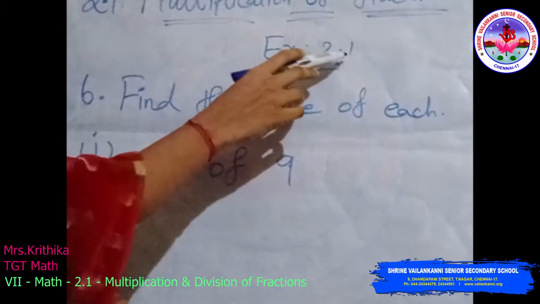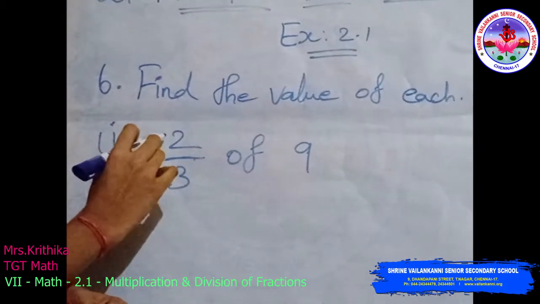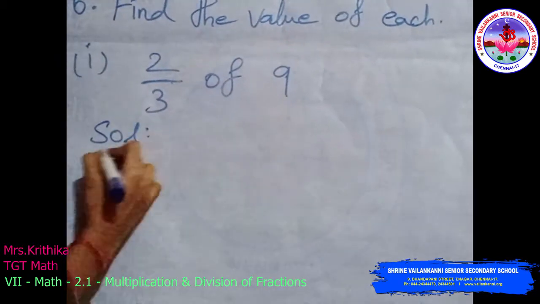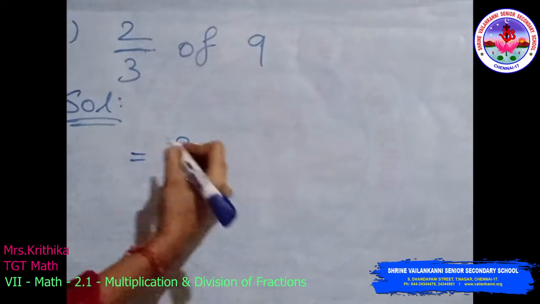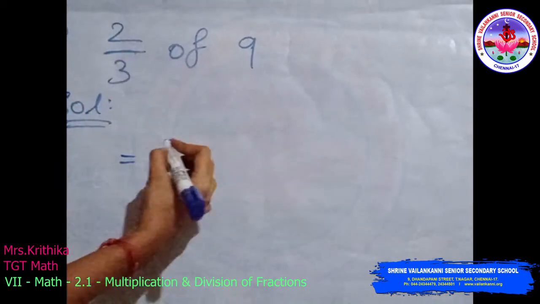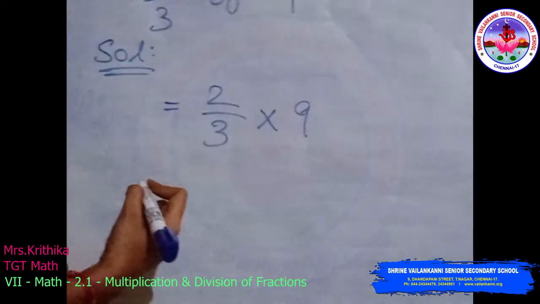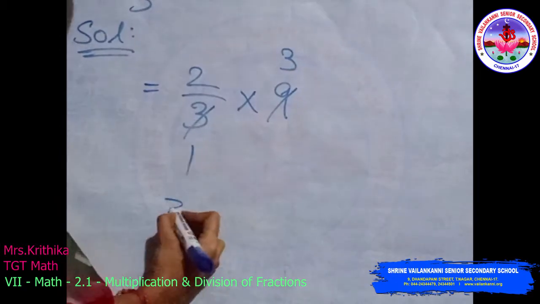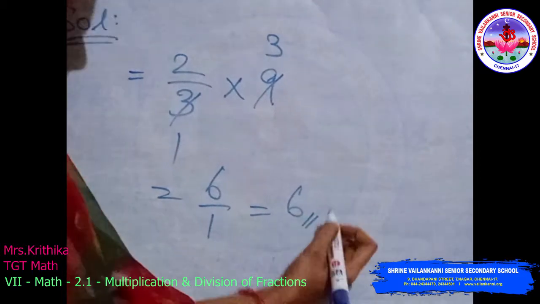Exercise 2.1 sixth question, find the value of each. First one is 2 by 3 of 9. Here, of means, you already know, of means multiplication. 2 by 3 into 9. Here using the cancel out, 3 1 times is 3, 3 3 times is 9. The answer is 6 by 1, which is equal to 6.